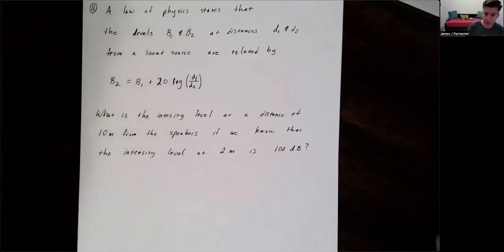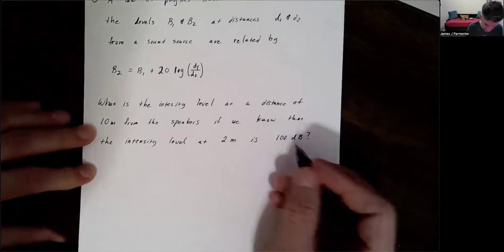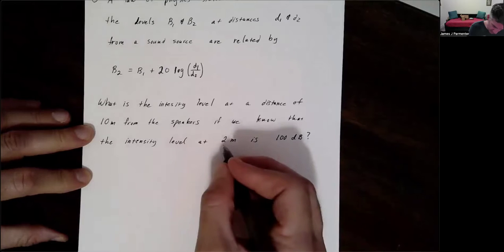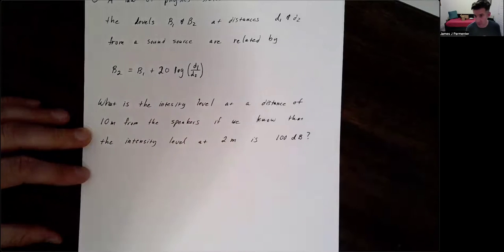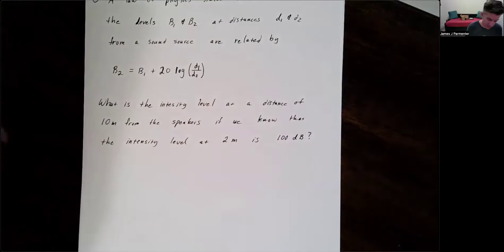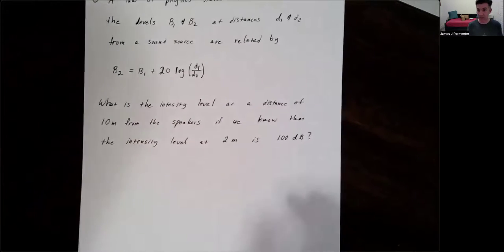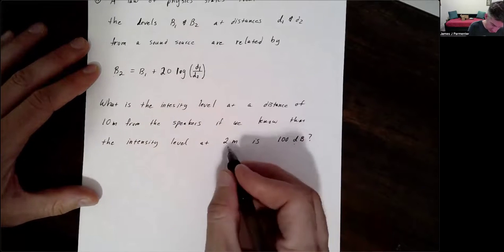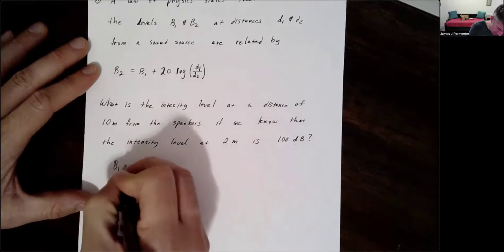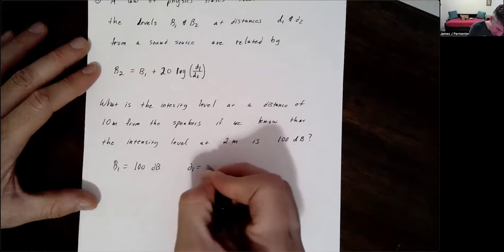So here's the deal. We can make B1 and B2 and D1 and D2 whichever ones we want as long as they correlate. So we know that 2 meters and 100 decibels have to go together. So we could either say D1 is 2 meters and B1 is 100 decibels, and then D2 is 10 meters, or vice versa. So we're either going to be solving for B2 or B1. Since B2 is already isolated, we might as well make that the level we're solving for. So let's say that B1 is 100 decibels and D1 is 2 meters.